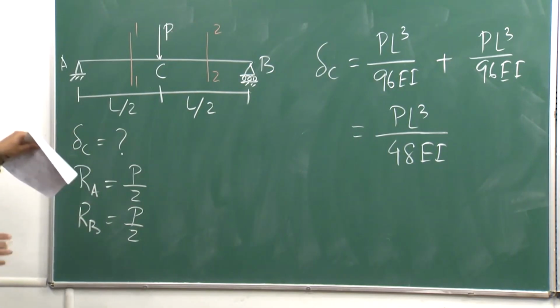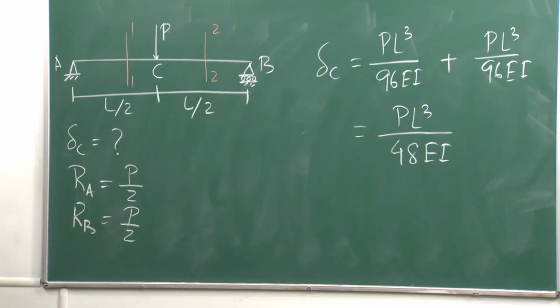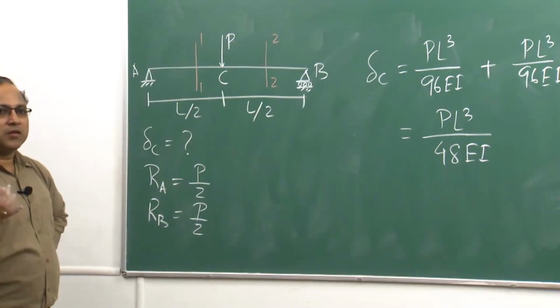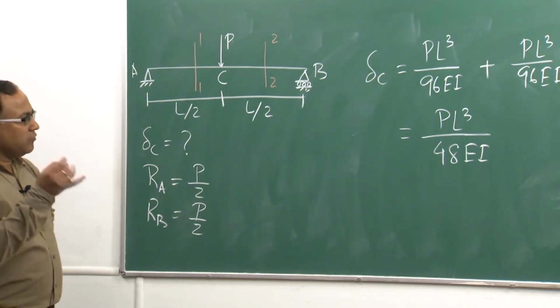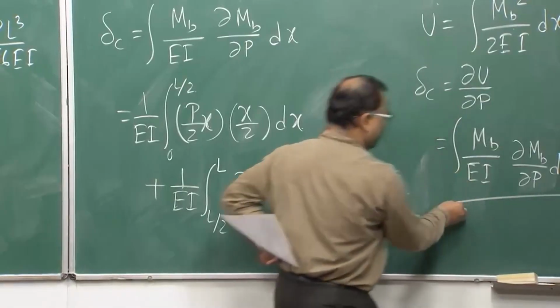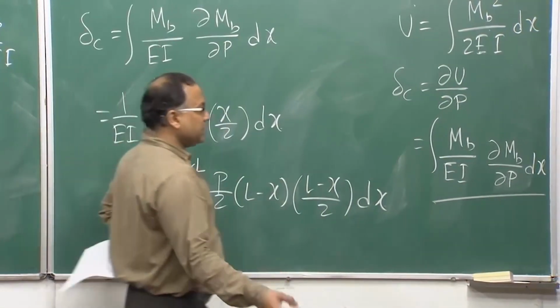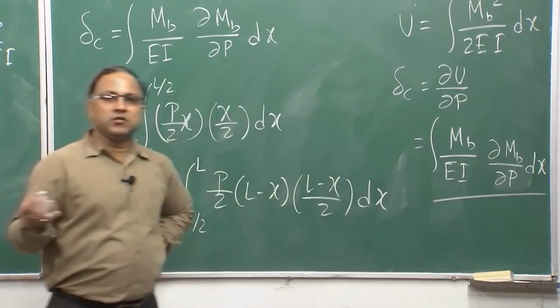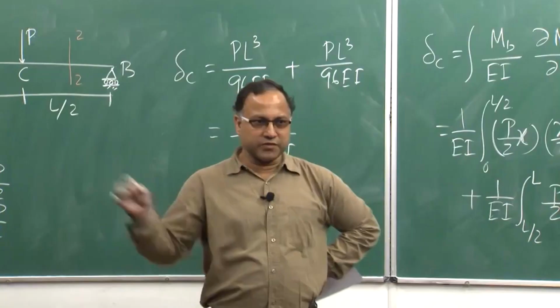You can solve this same problem using the double integration method, using the method of superposition, whatever you want, but this is another method by which you can easily find the deflection. Here the main difficulty is how to find the strain energy. Once you know the strain energy and the expression for your delta C, the matter of concern is how you will find your bending moment for different sections.